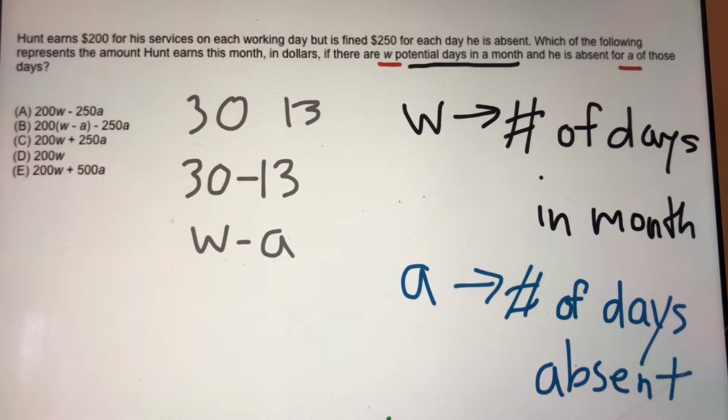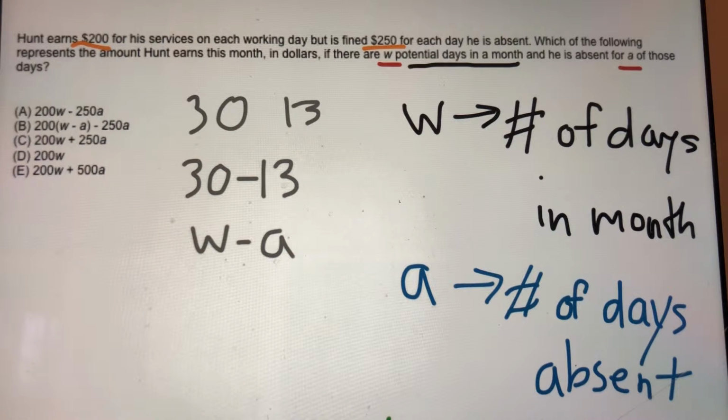So now let's look at some of the numbers given to us in the problem. We have $200 for every time he works, but $250 when he's absent. So now you have to think about this. $200 for every day he works. Which variable does that apply to? Well, clearly that applies to the number of working days variable, W minus A, because we just found out W minus A is the number of working days Hunt has in a month.